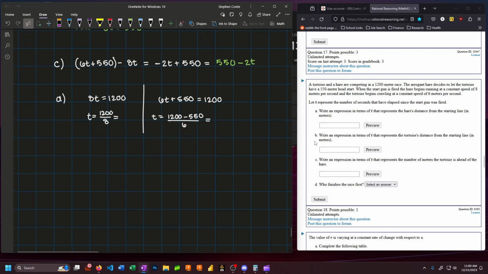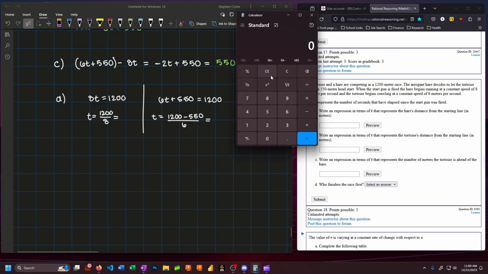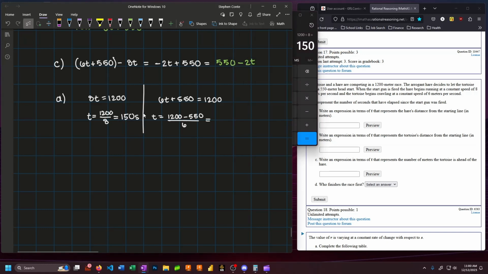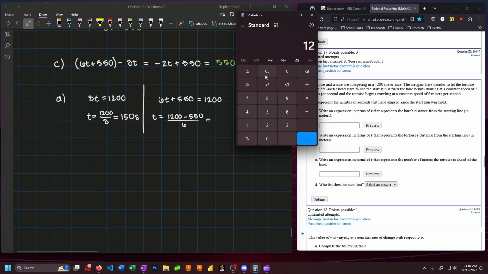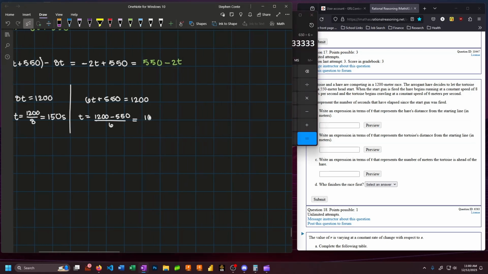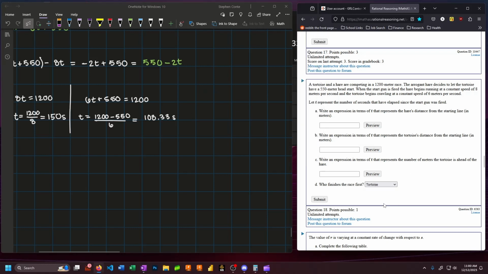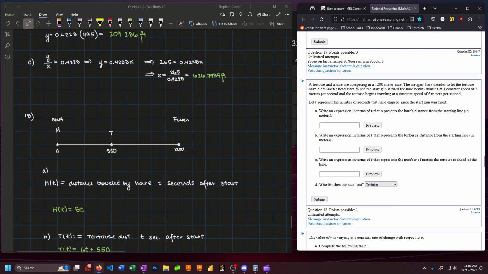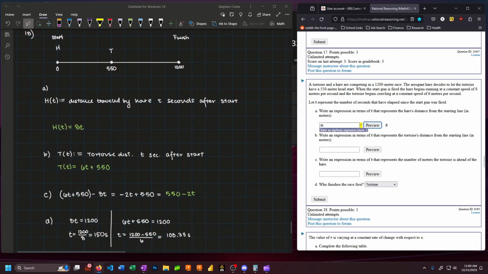All right, so let's quickly put these into the calculator. We'll figure out which is smaller. 1200 divided by 8 is going to give us 150 seconds, versus 1200 minus 550 divided by 6, which is 108.33 seconds. So that means actually the tortoise finishes the race first. We can plug in the other values that we have here, right? So this is going to be 8t, we knew, and this is going to be 6t plus 550, and this will be 550 minus 2t.